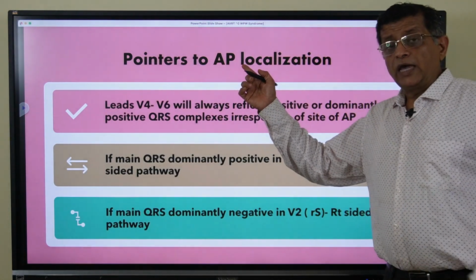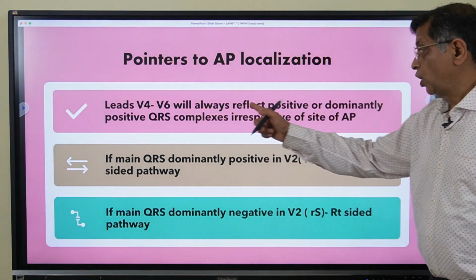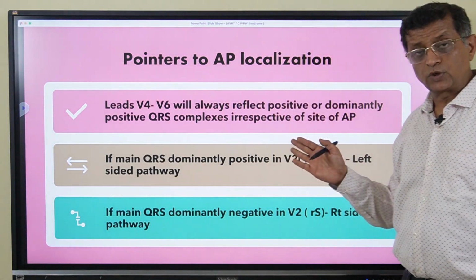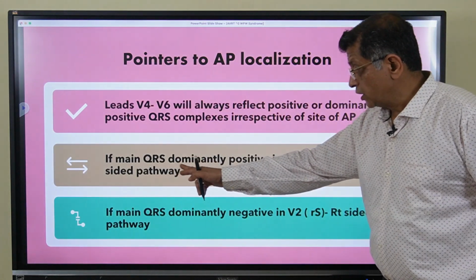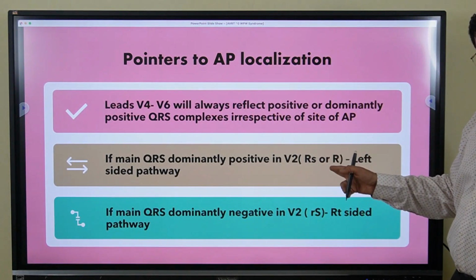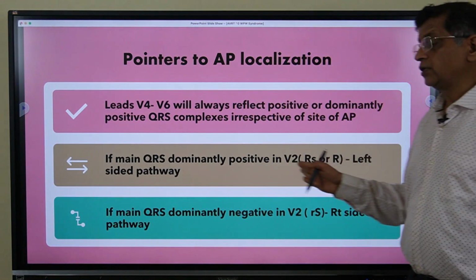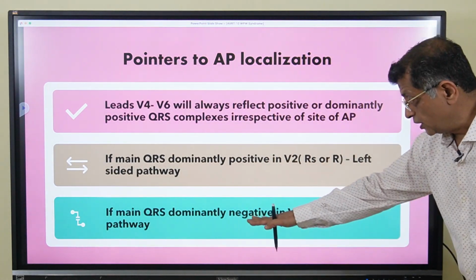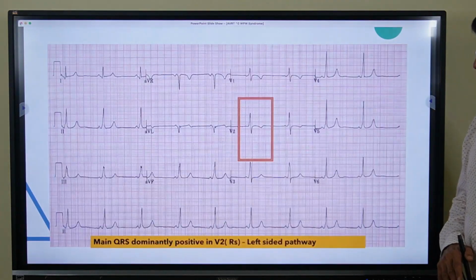Pointers to the accessory pathway localization. Leads V4 to V6 will always reflect a positive delta wave and QRS complex wherever the pathway is. Now first you see V2. If the main QRS is dominantly positive in V2, it's most likely a left sided pathway. If it is dominantly negative in V2, it's most likely a right sided pathway.